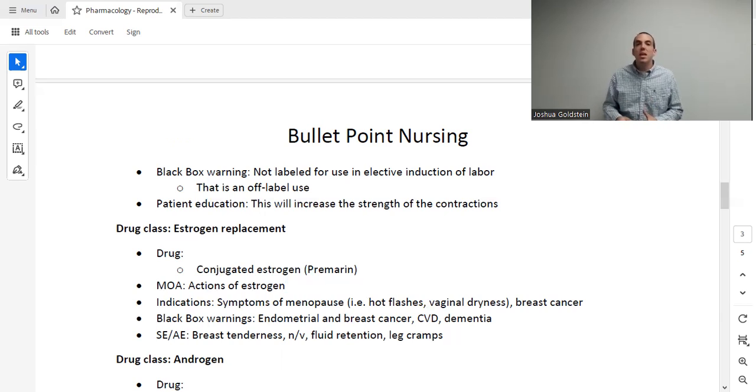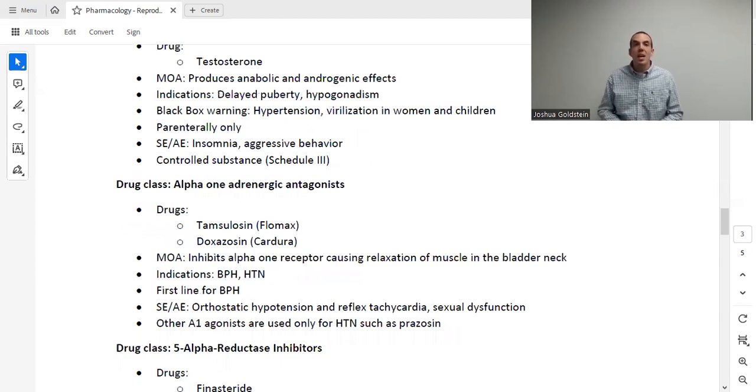Keep in mind, generally, the guidelines say we only use this for moderate to severe symptoms of menopause. It's controversial whether we use it or not for mild symptoms of menopause. It does have a black box warning that it increases your risk of endometrial and breast cancer. Yes, I know I said it treats breast cancer. It also has a black box warning that increases your risk of getting it. Plus, it has an increased risk and a black box warning for cardiovascular disease and dementia.